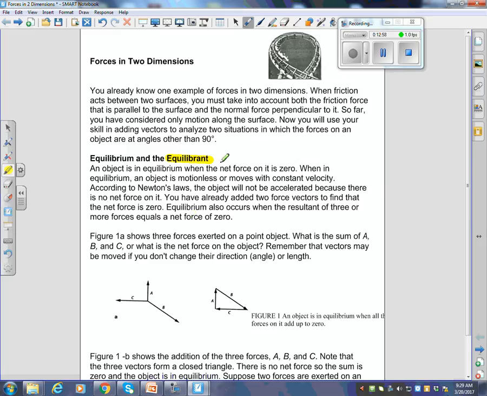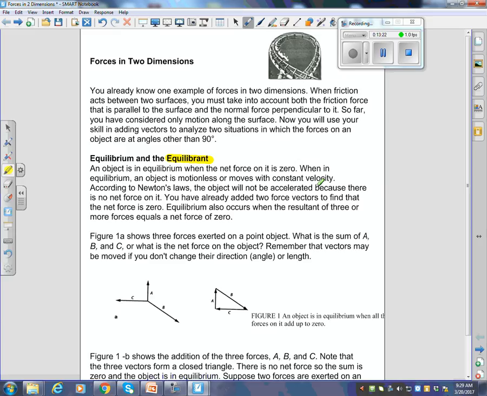According to Newton's laws, the object will not be accelerated because there is no net force on it. You've already added two force vectors to find the net force is zero. Equilibrium also occurs when the resultant of three or more forces equals a net force of zero. Figure 1a shows three forces exerted on a point object. What is the sum of A, B, and C? Or what is the net force on the object? Remember that vectors may be moved if you don't change their direction, angle, or length.